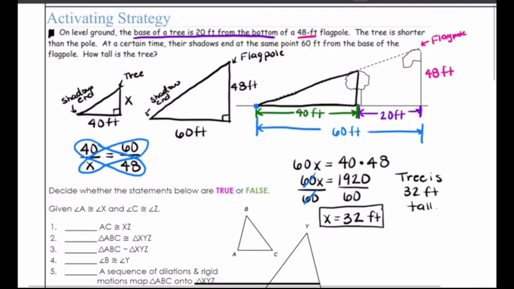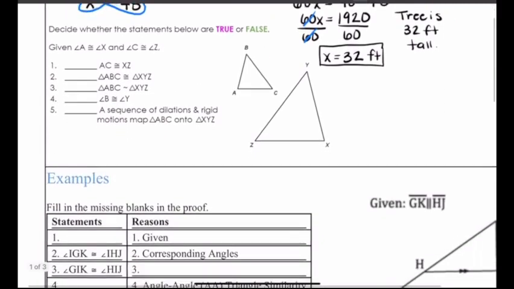Okay, so this is basically an application question for dilations and for proportions, because essentially that's all a dilation is. It's proportions that you continue multiplying by, okay?